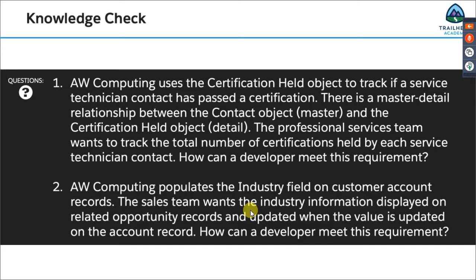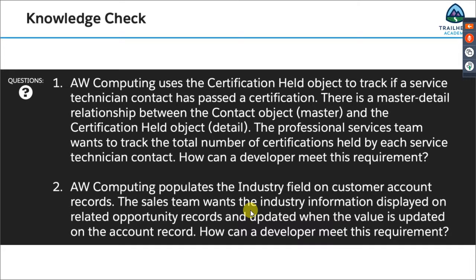Can I read it? AW Computing uses the certification held object. Stop. Right there, we're talking about an object, certification held. Before I do anything else, I'm going to take the piece of paper, because yes, you are allowed to have some paper on the exam. If you take the exam on site, you will be provided with paper and pencil. So you can draw pretty pictures. I would draw one box and call it certification held. Okay, so continue. To track if a service technician contact has passed the certification.